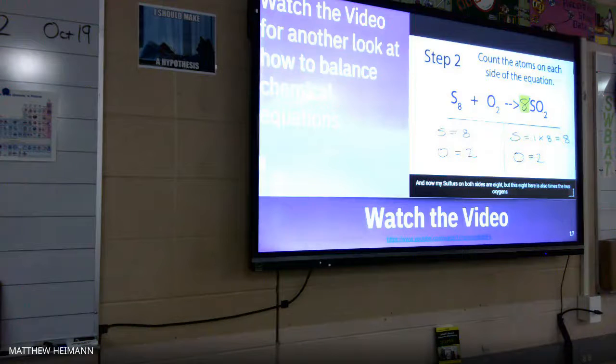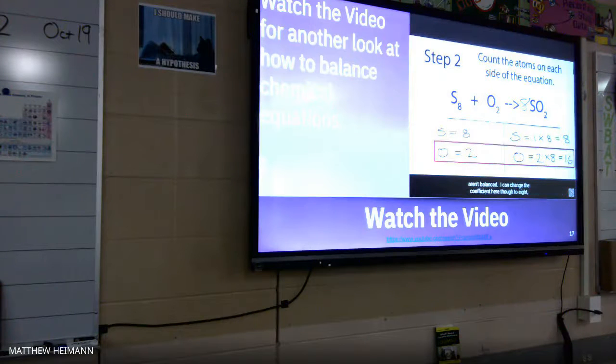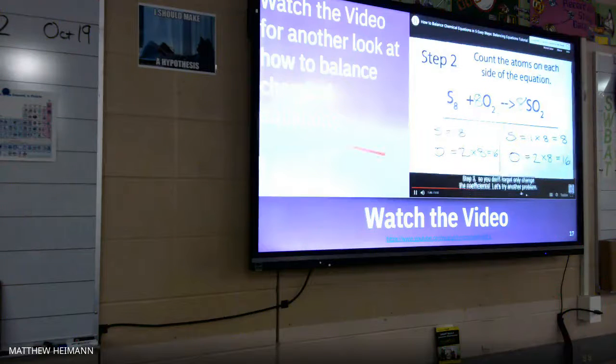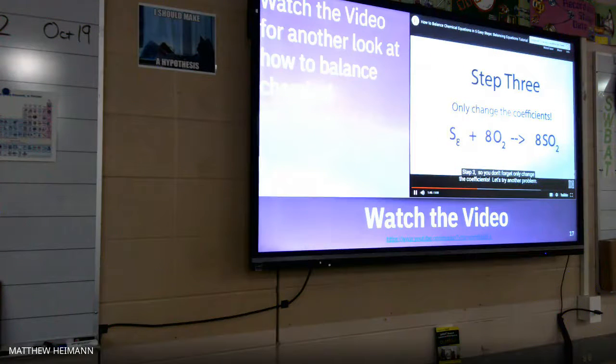But this 8 here is also times the 2 oxygens, and that gives me 16 oxygens. So I fixed the sulfurs, but now the oxygens are unbalanced. I can change the coefficient here, though, to 8, because 8 times 2 equals 16. So now I have 8 sulfurs on each side, and I have 16 oxygens on each side of the equation. This equation is balanced. Step 3, so you don't forget, only change the coefficients.